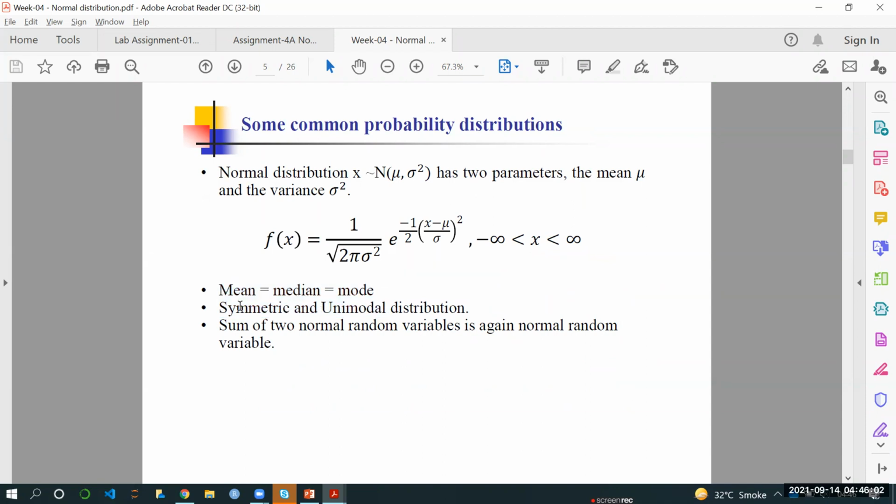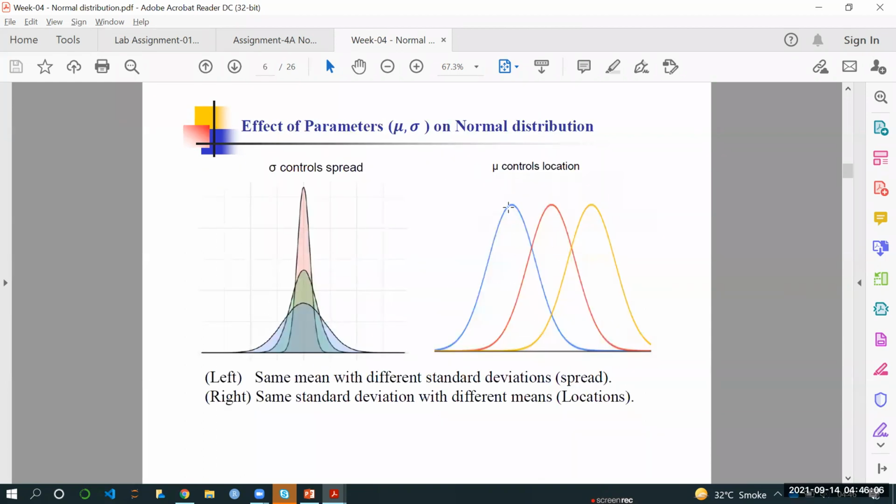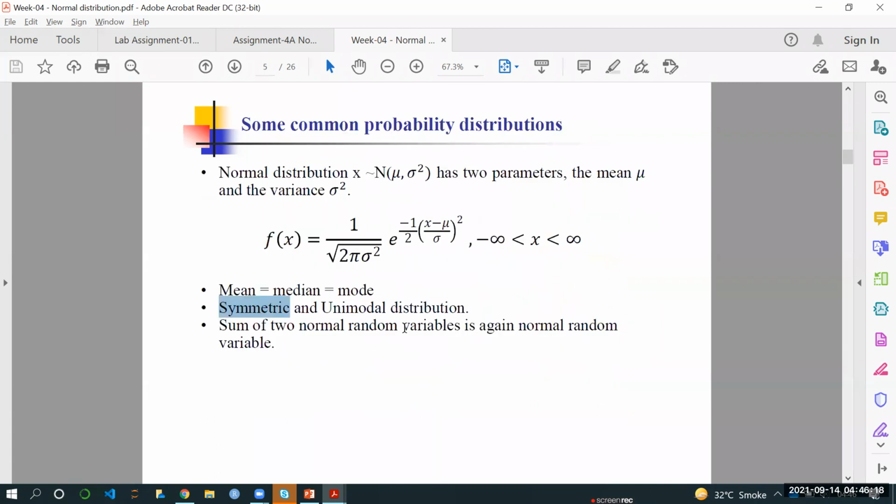It is symmetric. Symmetric means if you cut this graph from the middle, 50% of observations will be on the left hand side and 50% on the right hand side. That's why it is called symmetric. And unimodal means it has only one peak. It doesn't have more than one peak value, in other words, there is only one mode value, not two or three modes.